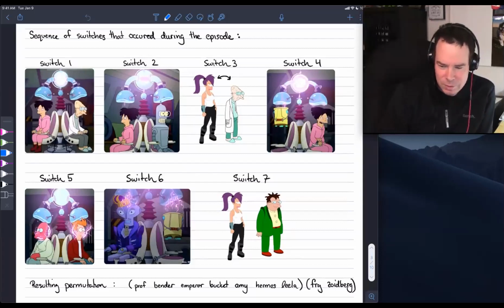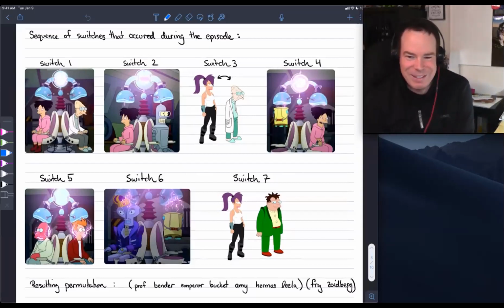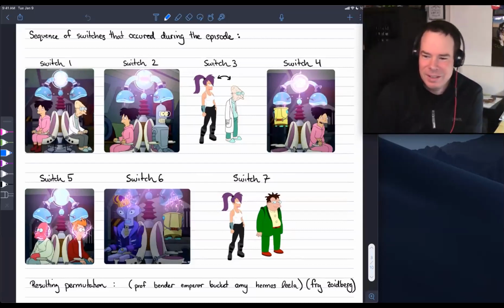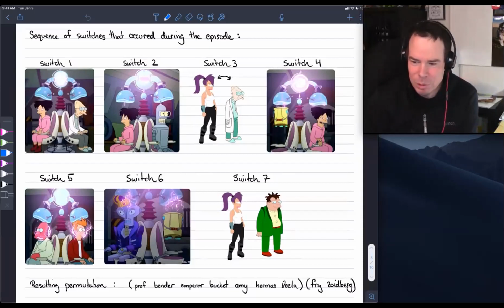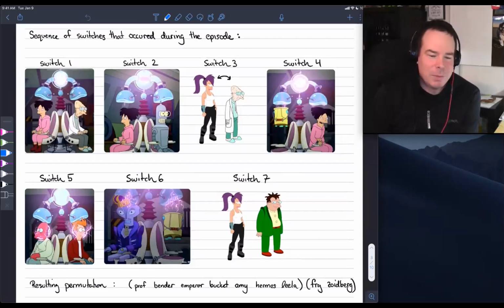So the professor's mind is in Bender's body, Bender's is in the Emperor's, the Emperor's in the bucket's, in Amy, Amy's in Hermes, in Leela's, and then Leela's back in the professor's, and then Fry and Zoidberg's minds have been swapped as well. And so through a product of 2-cycles, we end up getting some permutation that happened. Now, the key part to the episode was what they referred to as the cerebral immune response.